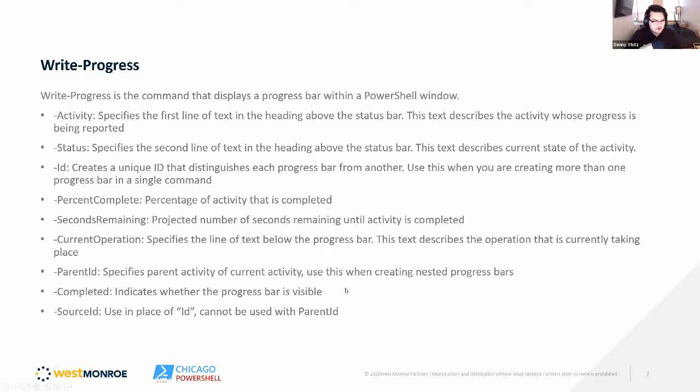So these are the parameters for Write-Progress. In the next slide, we'll be going over Activity, Status, Id, PercentComplete, and CurrentOperation. We'll go through how to use these parameters, how they plug into the progress bar itself, and what information it is actually displaying.